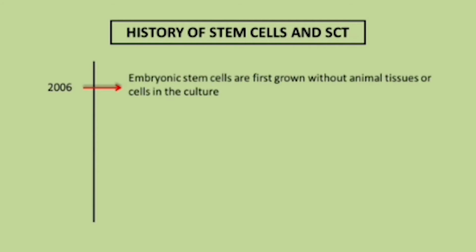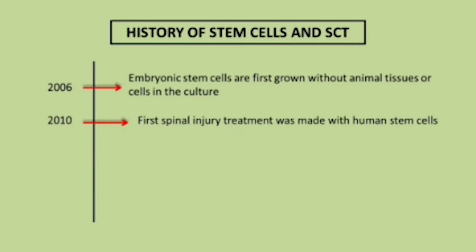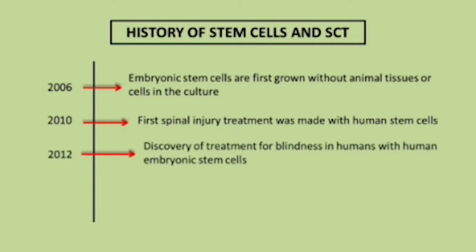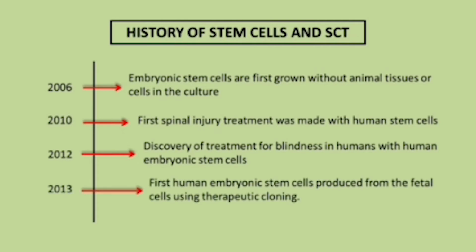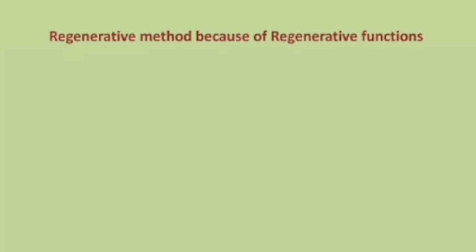In 2010, with human stem cells, a person with spinal injury was treated successfully for the first time. In 2012, promising treatment of blindness with human embryonic stem cell was discovered. In 2013, first human embryonic stem cells were produced from the fetal cells using therapeutic cloning. Stem cell therapy is termed as regenerative method because of the generative functions of stem cells.